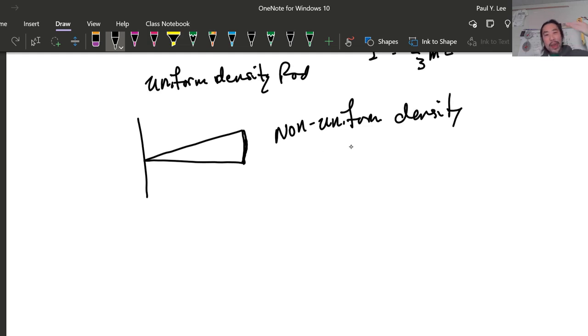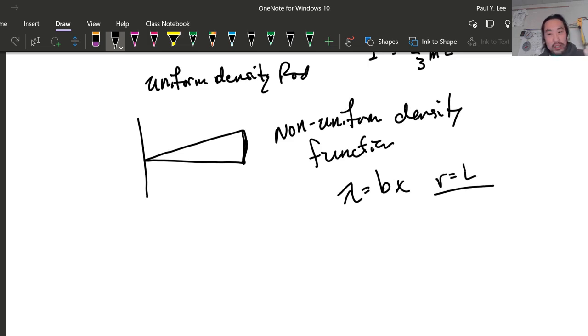Okay, they'll give you a function. And so in this problem, they'll say, hey, let's say lambda is equal to bx, right, for this weird looking shape. And the length of this rod, we'll just make it easier ourselves. We'll say the length of this rod is L, where x is a variable, okay, and that represents the length. And this b, I'm going to highlight it so it stands out. b is a constant, right? And that constant could be any number.